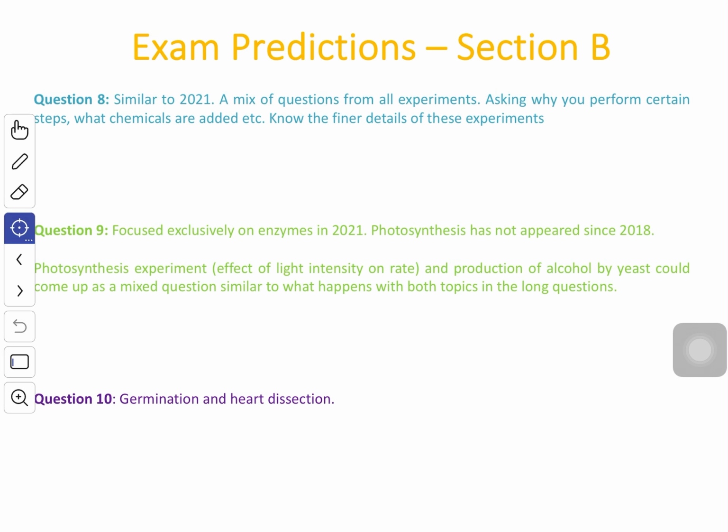Now, question 9 in 2021 focused exclusively on enzymes. The photosynthesis experiment hasn't appeared since 2018. So I definitely will be looking at the photosynthesis experiment here, which is the effect of light intensity on the rate of photosynthesis. And I'd also look at the production of alcohol by yeast, because I feel like photosynthesis and respiration, they come up hand in hand in the long answer questions. I don't see a reason why they couldn't come up hand in hand in the experiment questions as well. So it could be a mix of both the photosynthesis experiment and the respiration experiment.